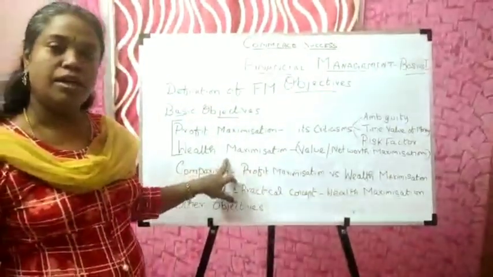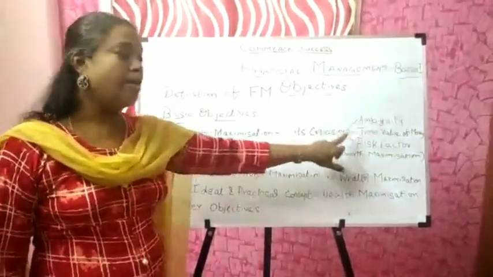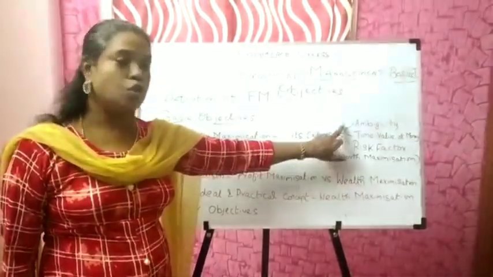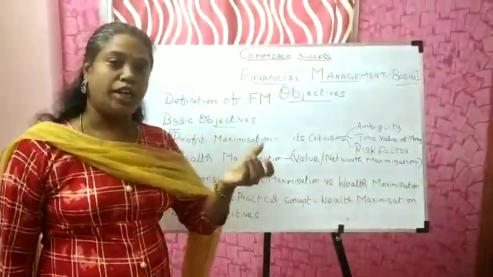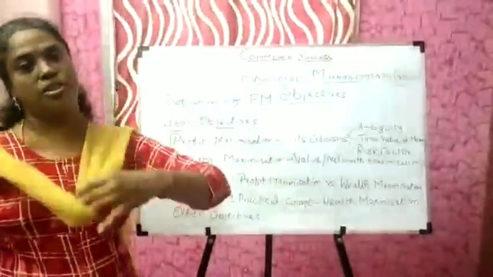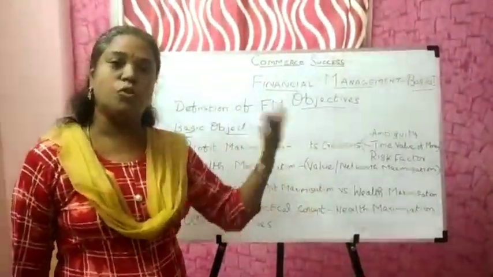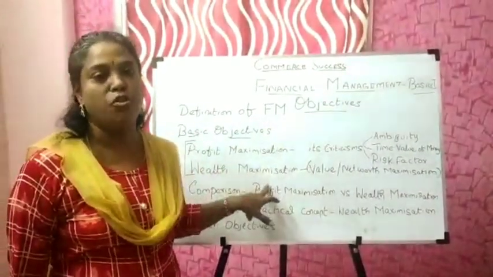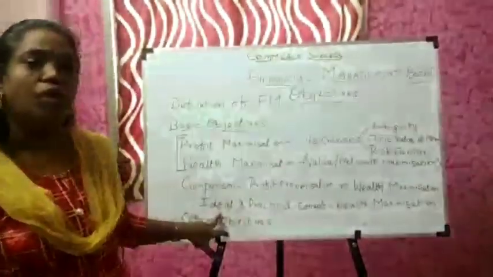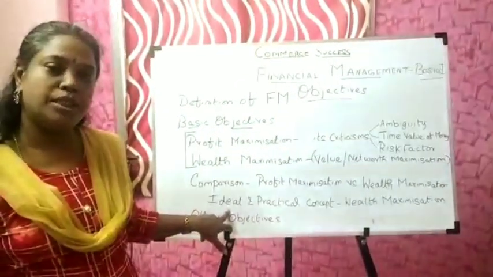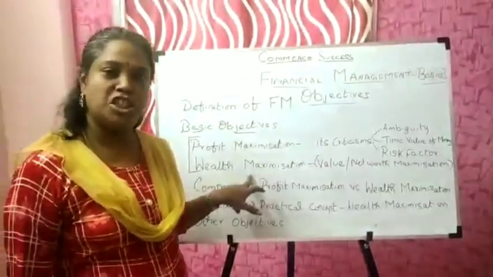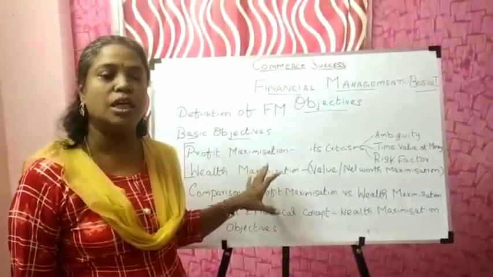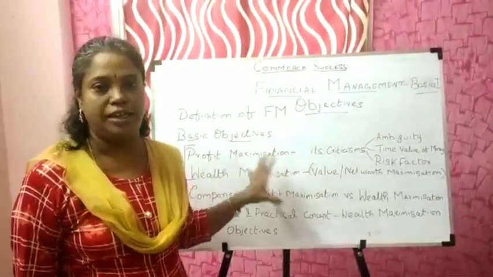So, in this concept, the time value of money and the risk factor are considered. Also, it is very clear when you are trying to increase the wealth. You can compare this wealth with the next year's or future wealth. So, all three criticisms are eliminated in the concept of wealth maximization. What do we infer from this? We infer that wealth maximization is more ideal and operational. It is very practical in nature. So, this objective is very strongly ideal.